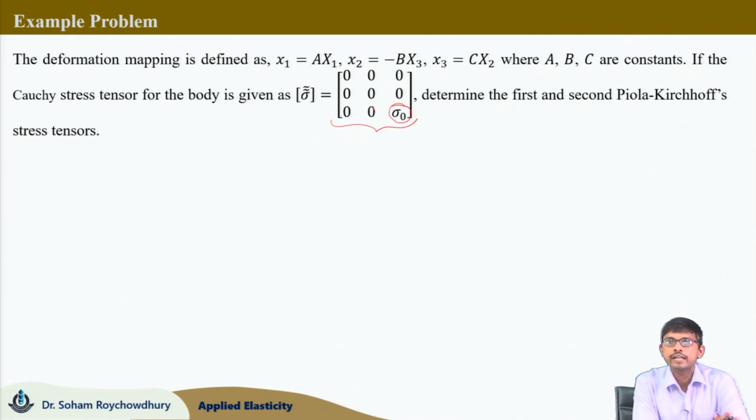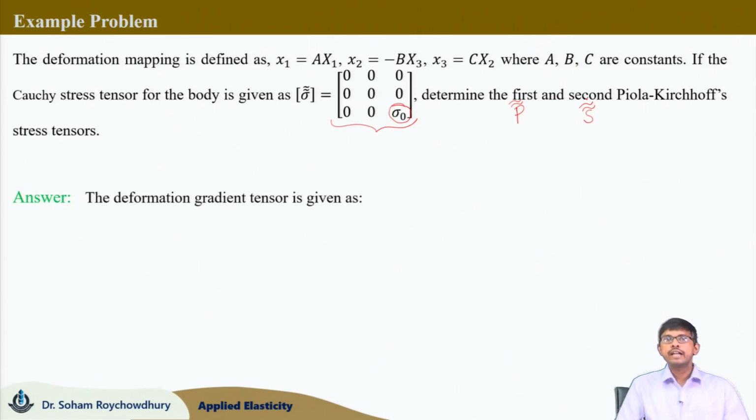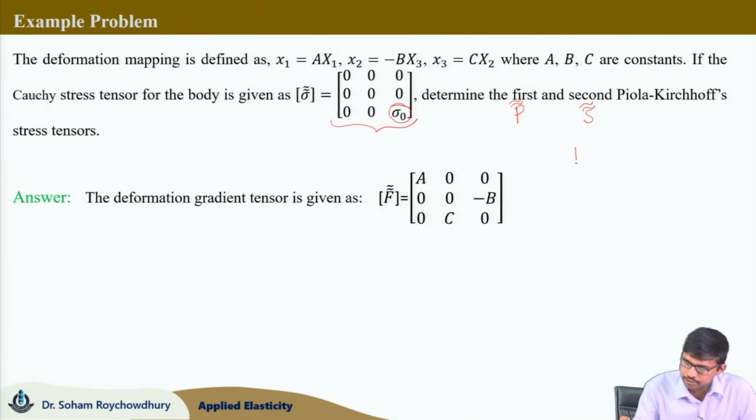You are asked to find the first and second Piola-Kirchhoff stress tensors. So, we need to find P, which is the first Piola-Kirchhoff stress tensor, and S, which is the second Piola-Kirchhoff stress tensor. Now, for the given deformation mapping, we can easily find the deformation gradient tensor by its definition. So, how is F defined? Fij, the component of the deformation gradient tensor, is del small xi by del capital Xj.